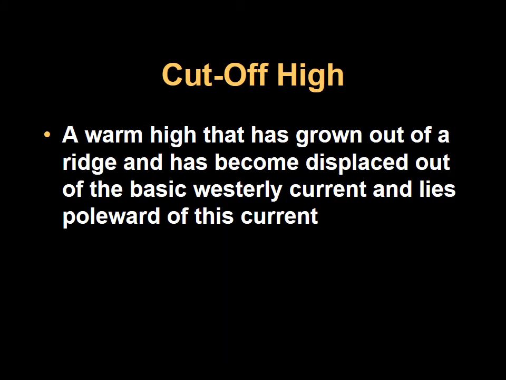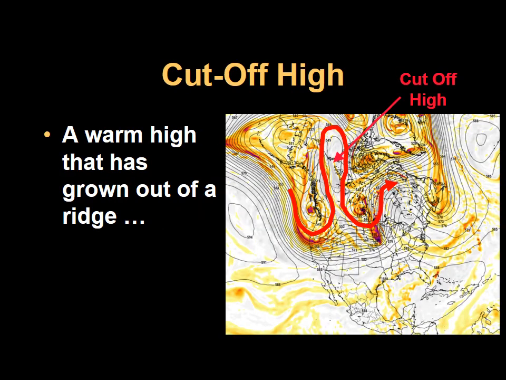There are also cutoff highs, and by definition, this is from the Glossary of Meteorology again, it's a warm high that has grown out of a ridge and has become displaced out of the basic westerly current and lies poleward of this current. So very similar to the cutoff low, this is just the opposite. It's a warm high that's grown out of a ridge. So what I've drawn here is the flow around the ridge. And you see out of this ridge, you have a closed high pressure or high height at 500 millibars.